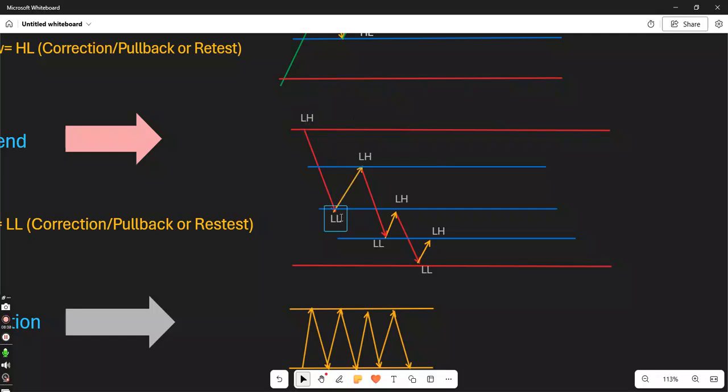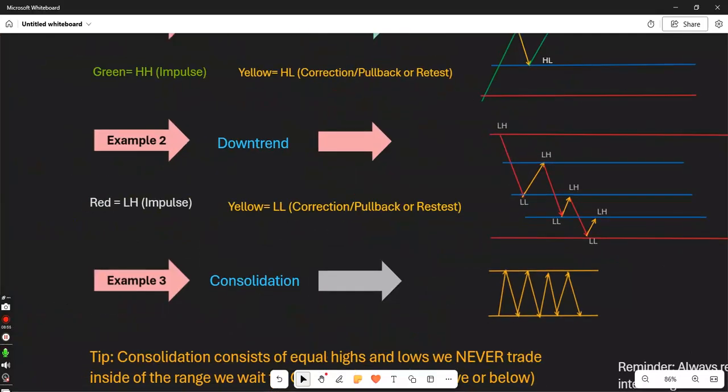So again, just to recap, you have a lower high here, a lower low. This low is higher than this one. This low is higher than this one. This low is higher than this one. This low is lower than this. This low is lower than this, right? And it's the same concept.